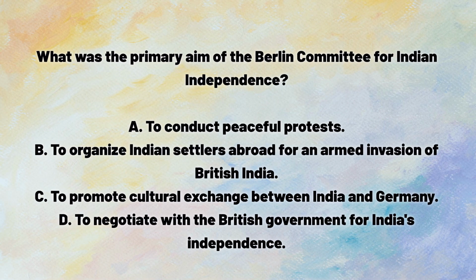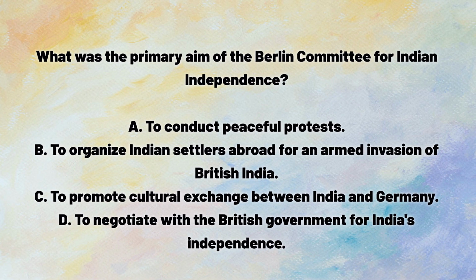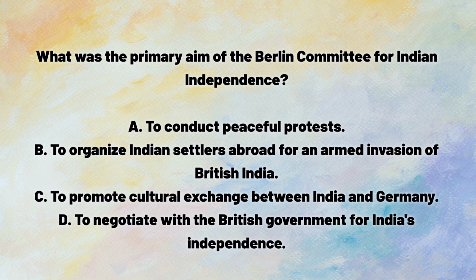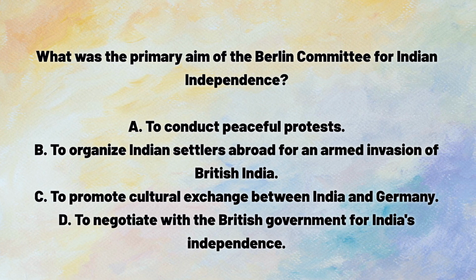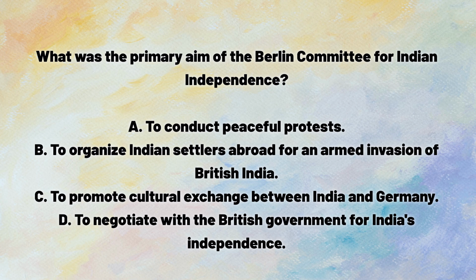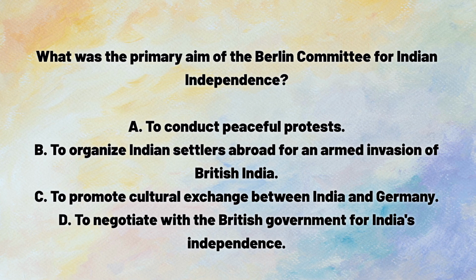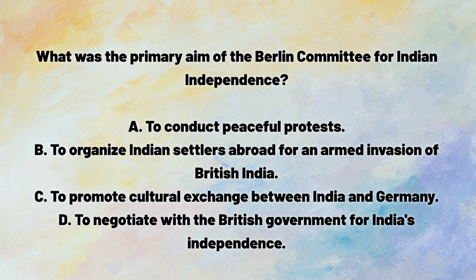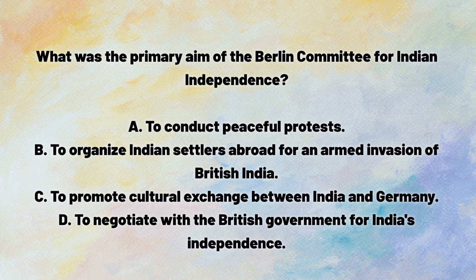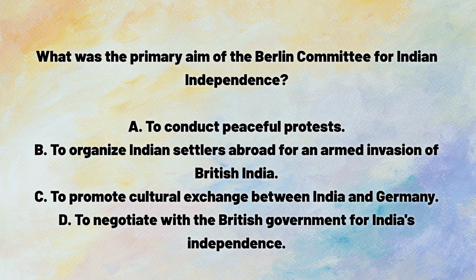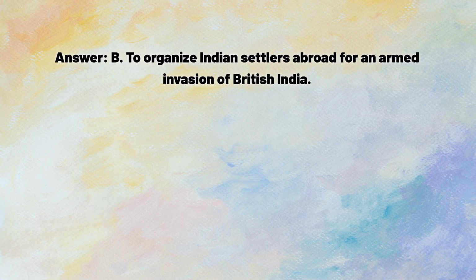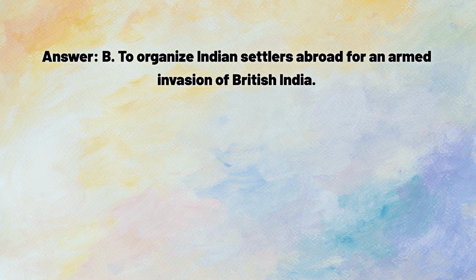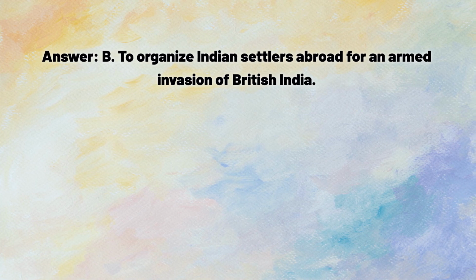What was the primary aim of the Berlin Committee for Indian Independence? A. To conduct peaceful protests, b. To organize Indian settlers abroad for an armed invasion of British India, c. To promote cultural exchange between India and Germany, d. To negotiate with the British government for India's independence. Answer: B. To organize Indian settlers abroad for an armed invasion of British India.